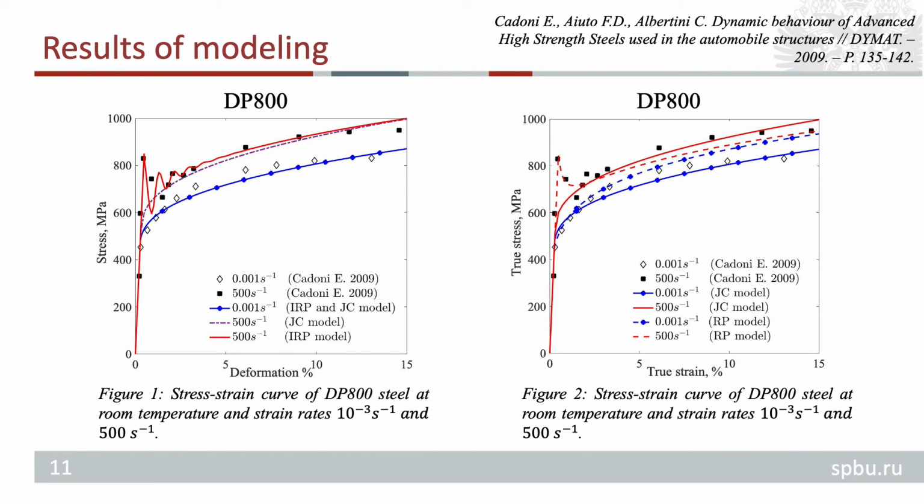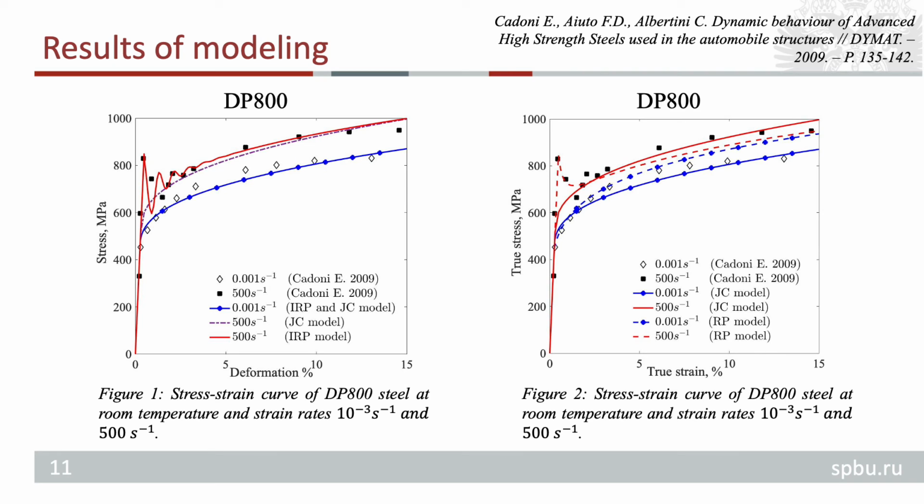Now let us consider the non-monotonic behavior in the stress-strain diagram of dual-phase high-strength steel DP800. Experiments were carried out at room temperature by Cadoni on a split Hopkinson bar in the range of strain rates from 10 to the power of -3 second to the power of -1 to 500 second to the power of -1. Moreover, experimental data are illustrated in Figure 1. The solid squares were obtained at dynamic strain rate, and hollow diamonds were obtained at the static strain rate. As we can see, the yield-drop phenomenon and subsequent non-monotonic behavior of the stress-strain curve are detected.